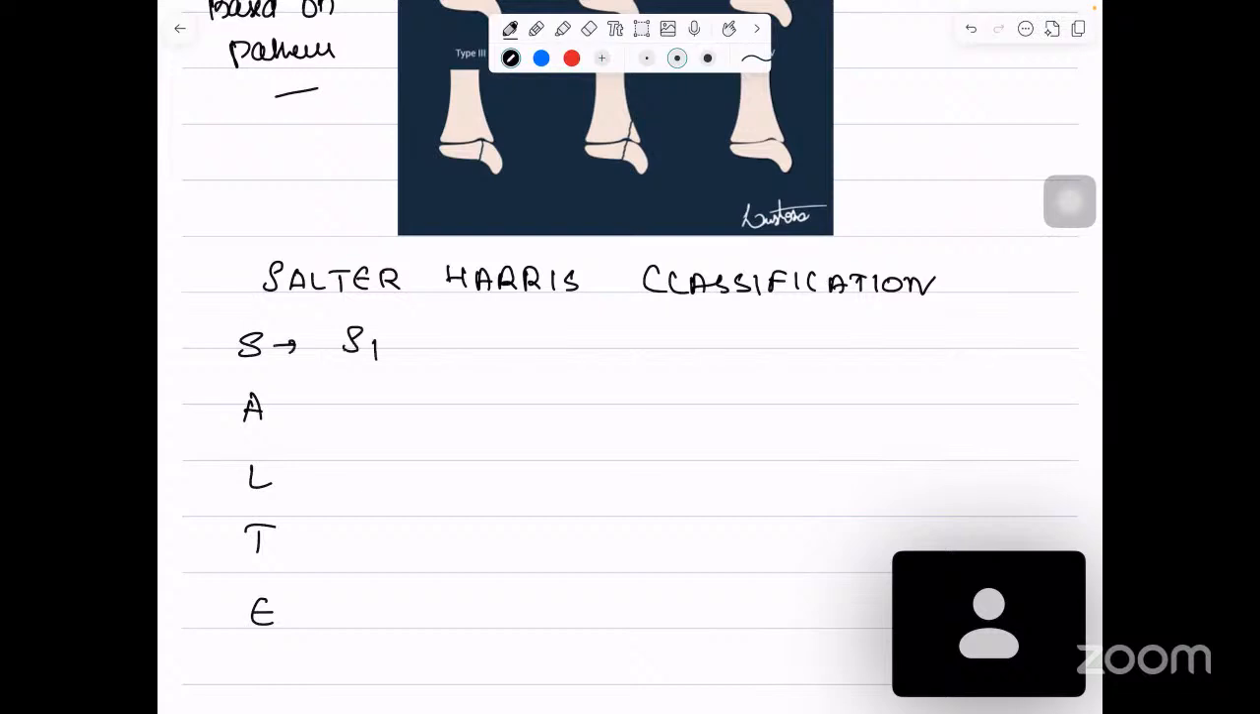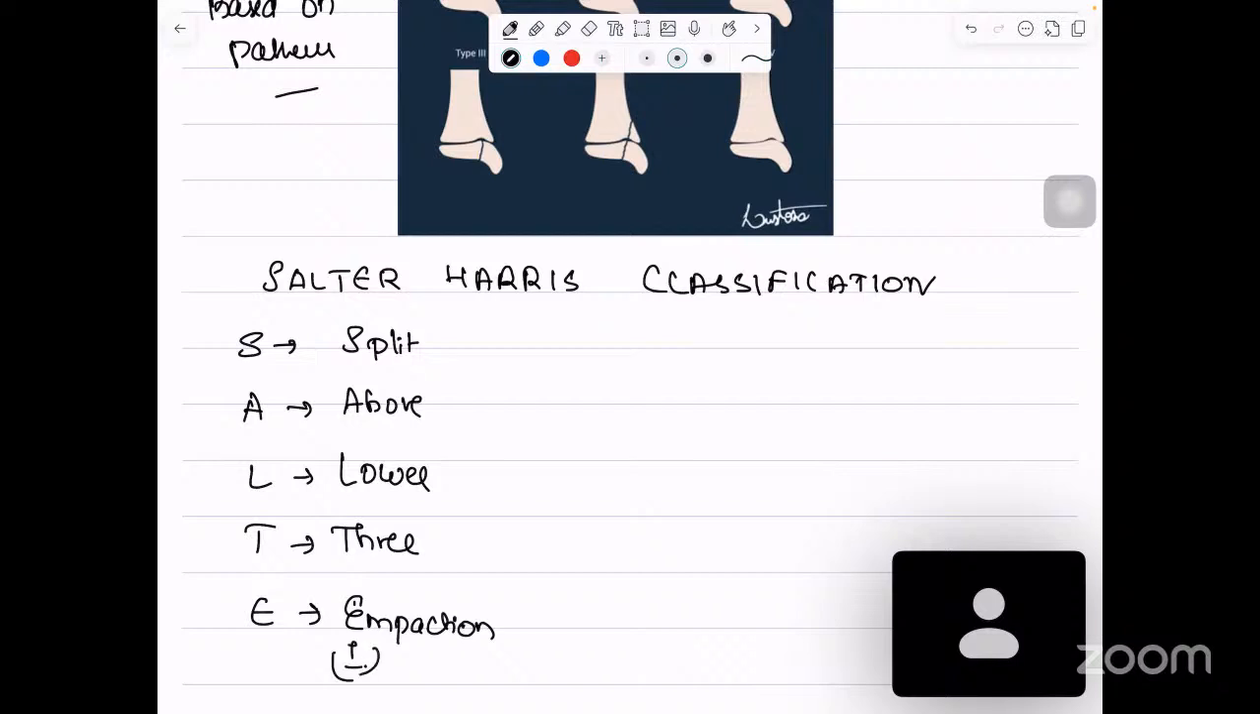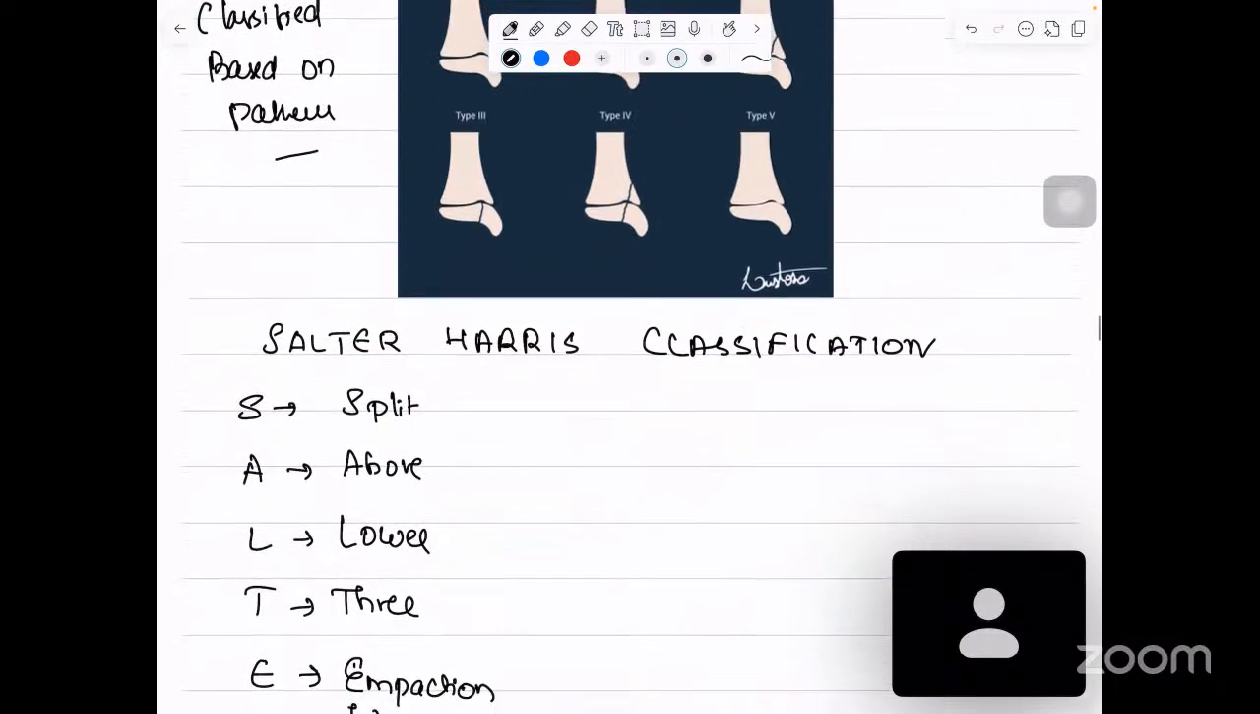Okay, S for split, A for above, L for lower, T for through, E for impaction. Okay, IMPA. For remembering's sake, I'm taking this as impaction. Okay, impaction. What exactly is a split?